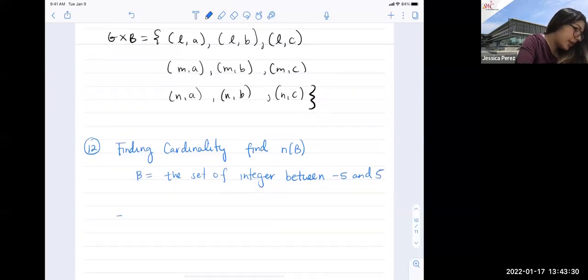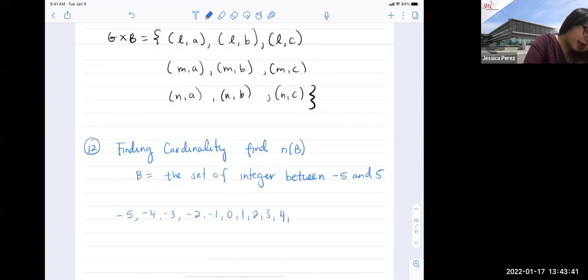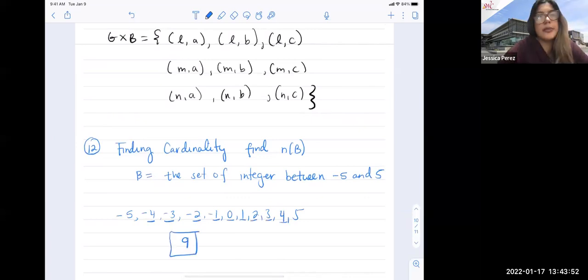So if you have -5, -4, -3, -2, -1, 0, 1, 2, 3, 4, 5. So the number between them would be 1, 2, 3, 4, 5, 6, 7, 8, 9. 9 elements. That would be the number of the set. Because it's between, you're not counting -5 or 5. Okay, so we're going to go for that.